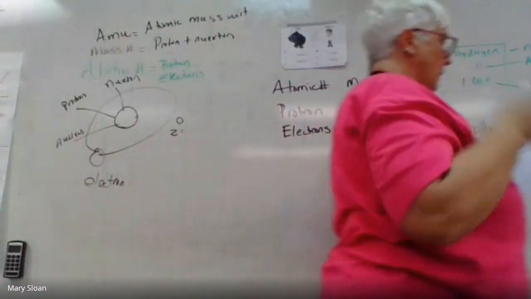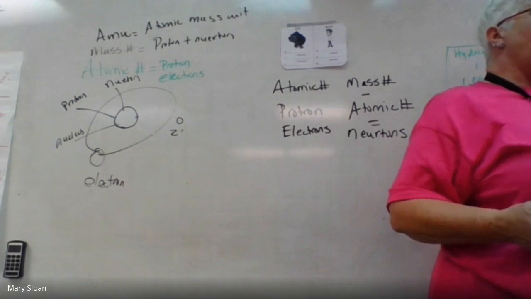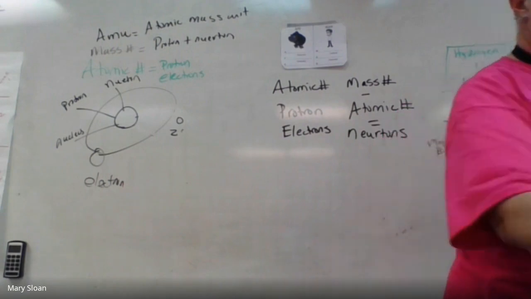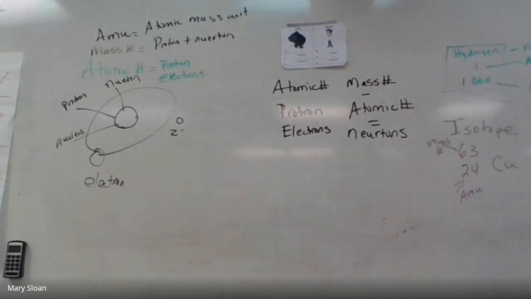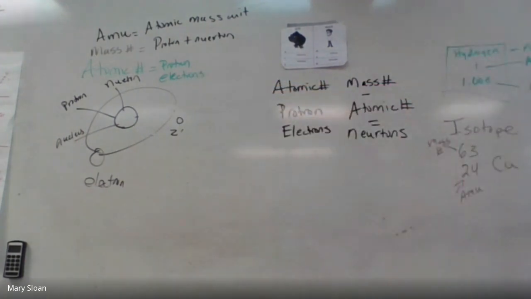Okay. What two components of the atom will be the same number, but only in a neutral atom? What two things are always going to be the same? Proton and electron. So let's write down proton and electron.